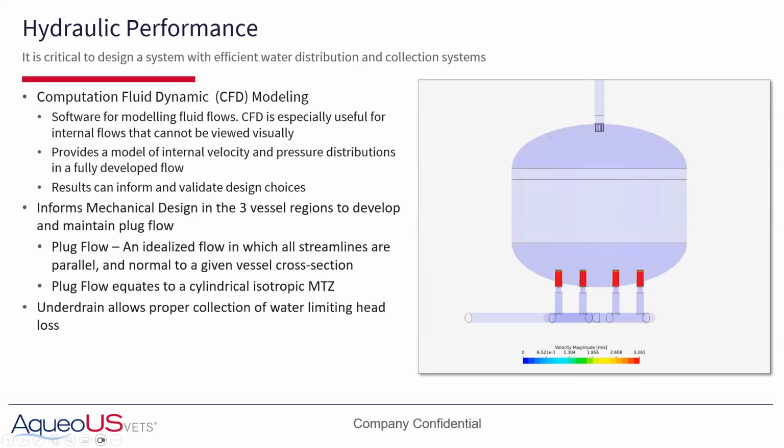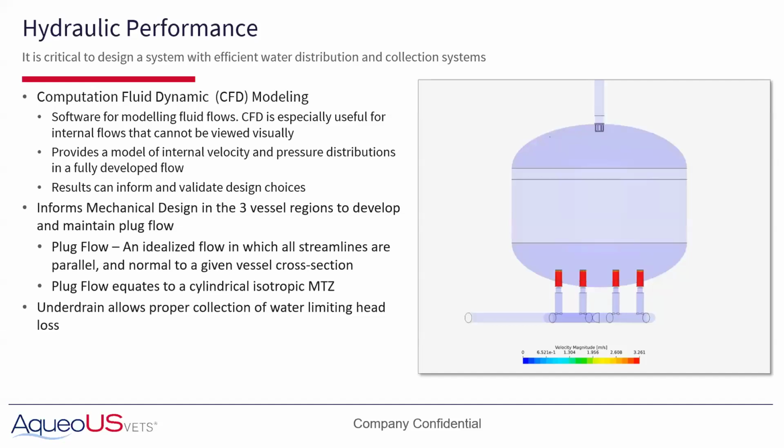Mentioned CFD modeling. Again, there's software out there that most people are using now. It's becoming more and more prevalent, again, because of the system design. Obviously, we're trying to make these things as small as we can and still get the nice distribution. So it provides a model of the internal velocity and pressure distributions in the system. It can be used to validate design choices.